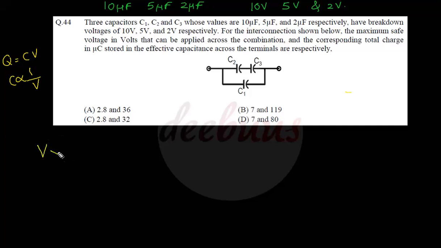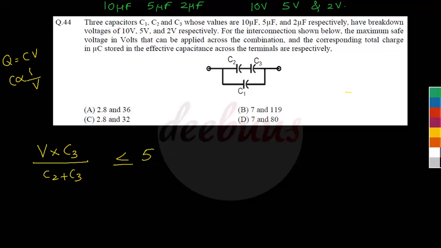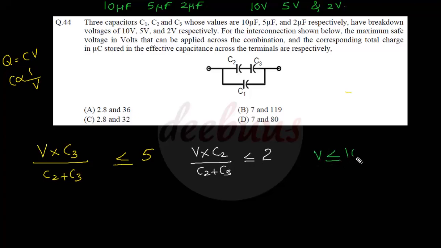Suppose I am applying a voltage V. Now V into C3 divided by C2 plus C3 is actually the voltage appearing across C2, right? And it must be lesser than or equal to its breakdown voltage, that is 5. Similarly for the next case, right? V into C2 by C2 plus C3 must be lesser than or equal to 2, right? That is V must be lesser than or equal to 10 volt.